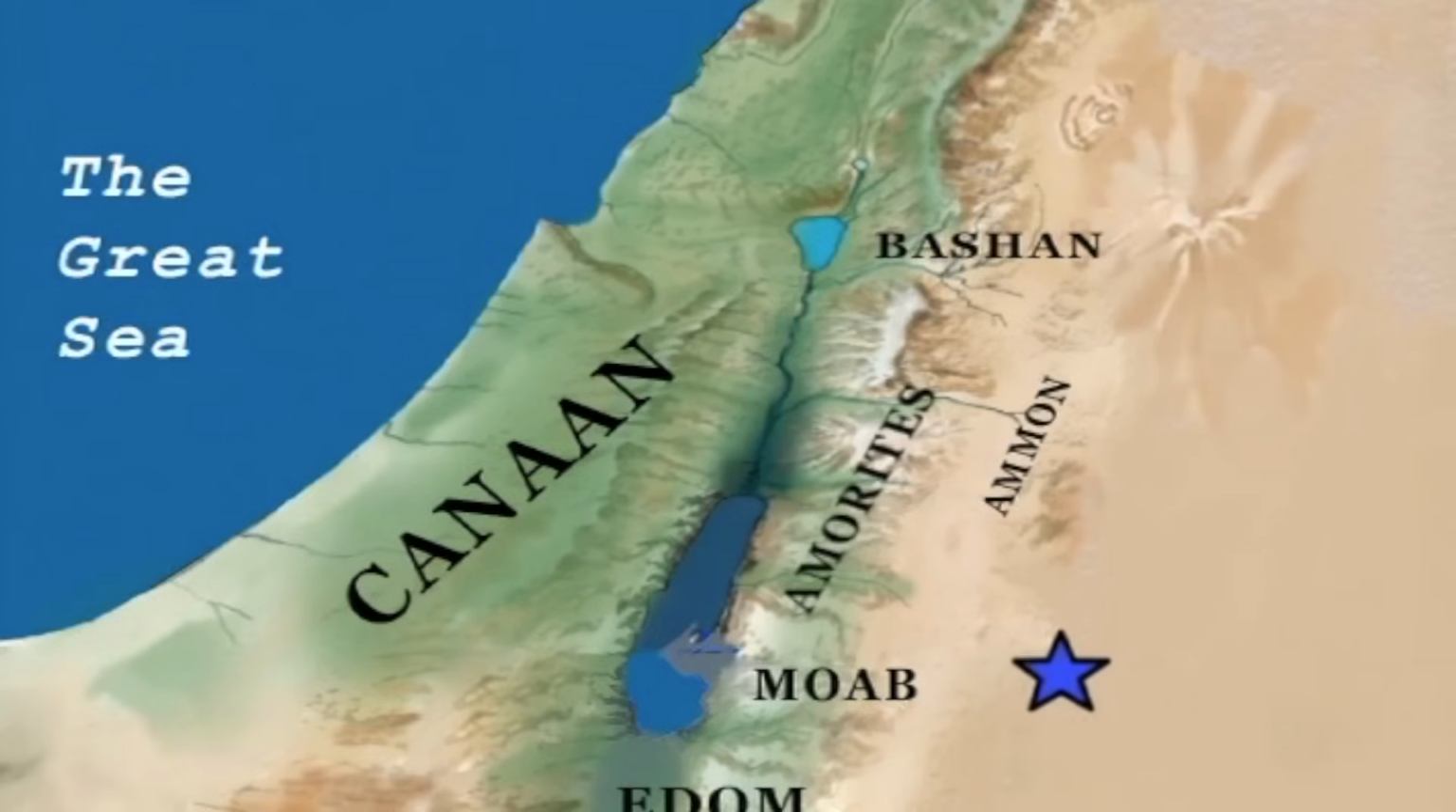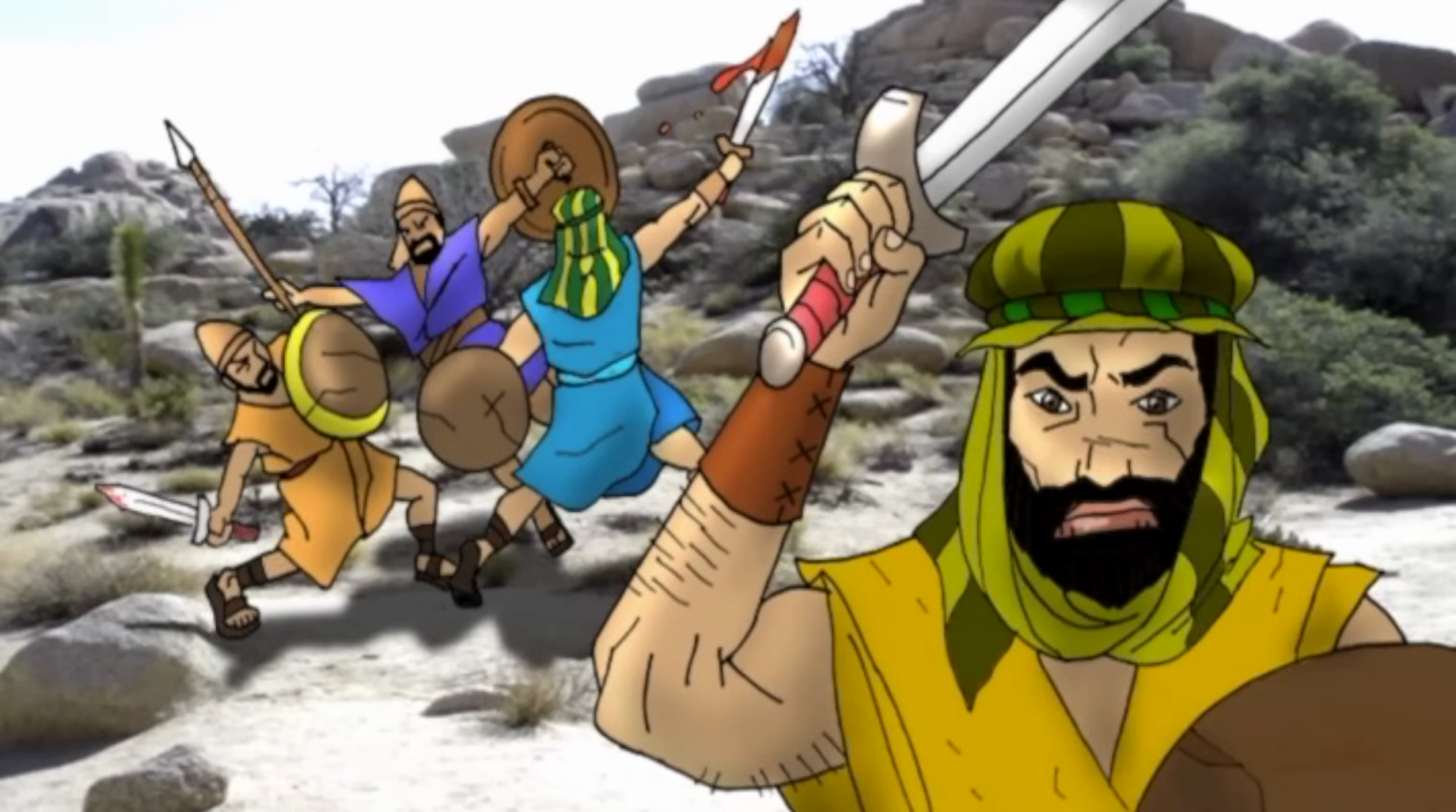Balaam blesses Israel. Numbers 21 through 24. Israel came close to the borders of the Amorites and asked for permission to pass through their land. Instead, the famous King Sihon led his people against them. He was totally defeated. Then King Og of Bashan went out with his armies and fought against Israel. He also was defeated.